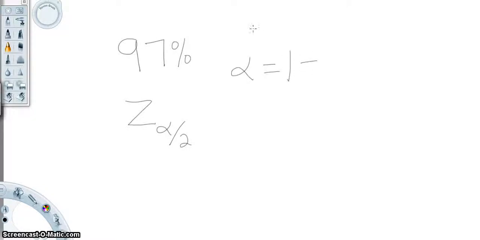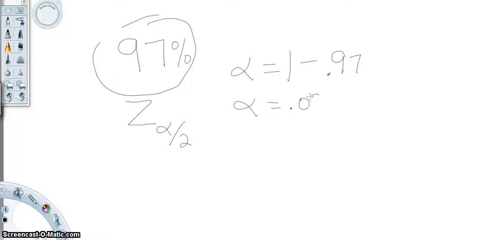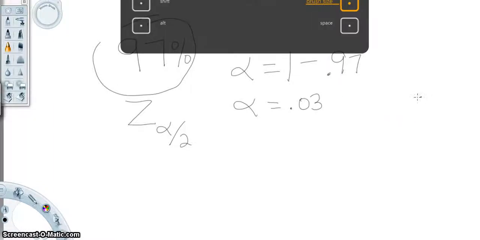So if we're looking for a confidence interval of 97%, we need to have the z sub alpha over 2. To find out what alpha is equal to, we say that alpha is equal to 1 subtract the decimal of our percent here. So we say 1 subtract 0.97. In this case, alpha is going to be equal to 0.03.